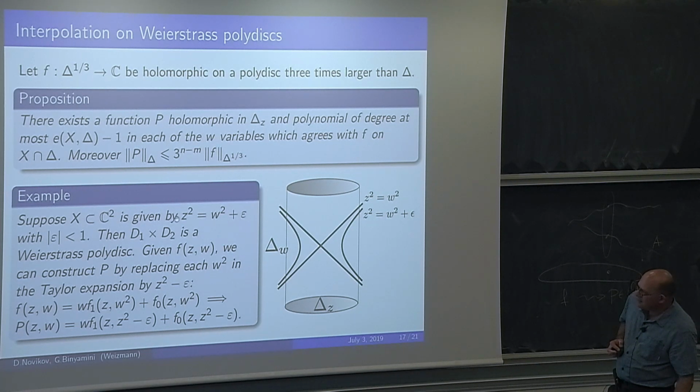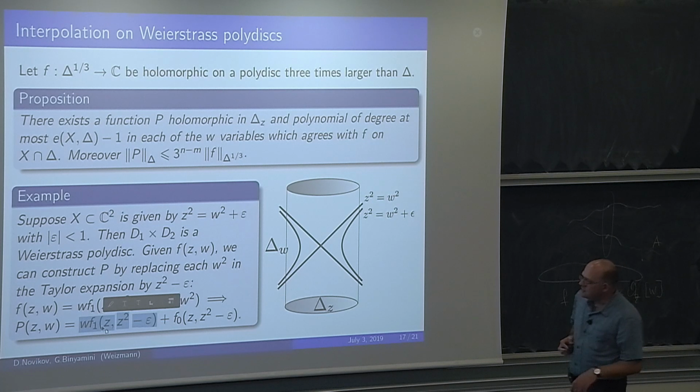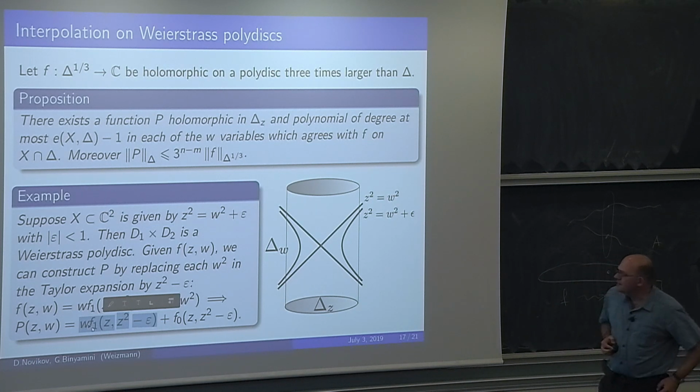This is how the interpolation works here. If you have a holomorphic function of z and w, we can replace each w squared by this formula, z squared minus epsilon. And from this decomposition, we get our polynomial. It will be linear in w, and the coefficients will be holomorphic in z on the base. So in this case, you see, interpolation works.